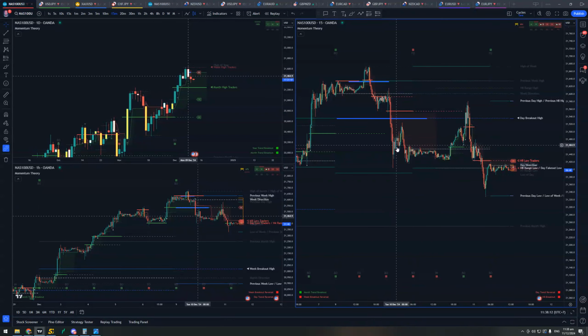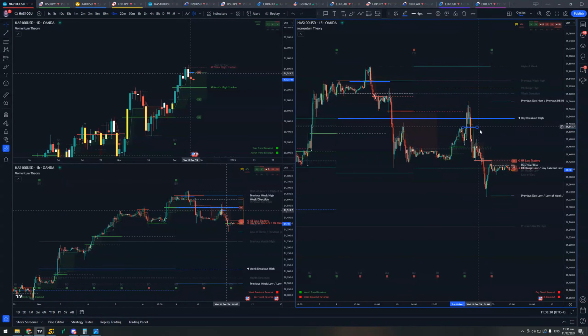So this is a false breakout move, and then I'm looking for continuation, a fake out continuation, faking out a previous high to take this move down, to continue this higher time frame move.